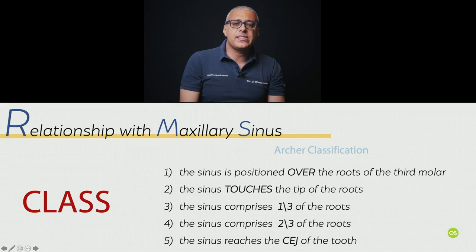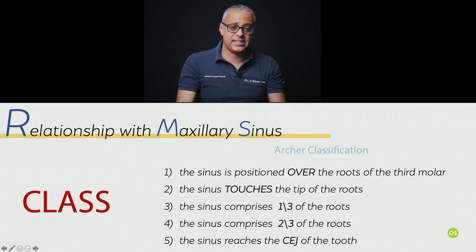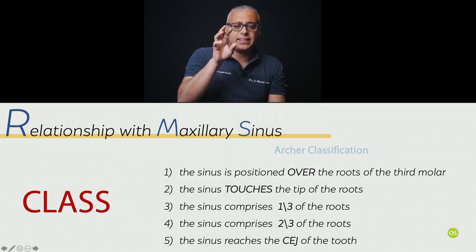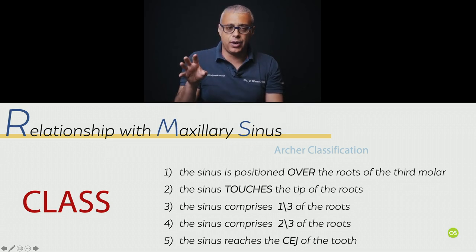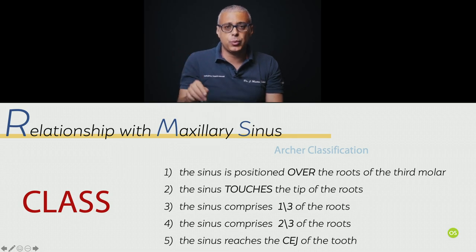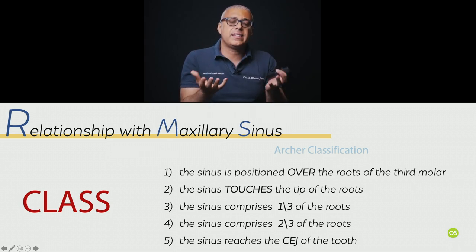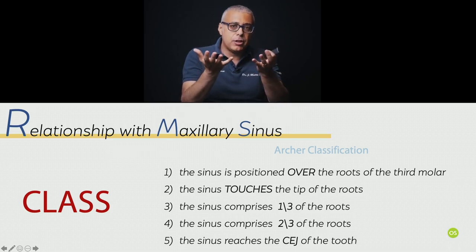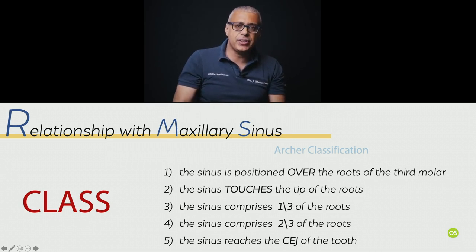Another classification is always in regard to the sinus floor and the maxillary sinus. If the sinus is positioned over the roots of the third molar, we're going to have a class 1 classification. Whereas if the sinus touches the tips of the roots, we're going to have a class 2 classification. If the sinus comprises 1/3 of the roots, this means that the impaction is going to be a little bit less straightforward, and we're going to have a class 3 classification, and so on.